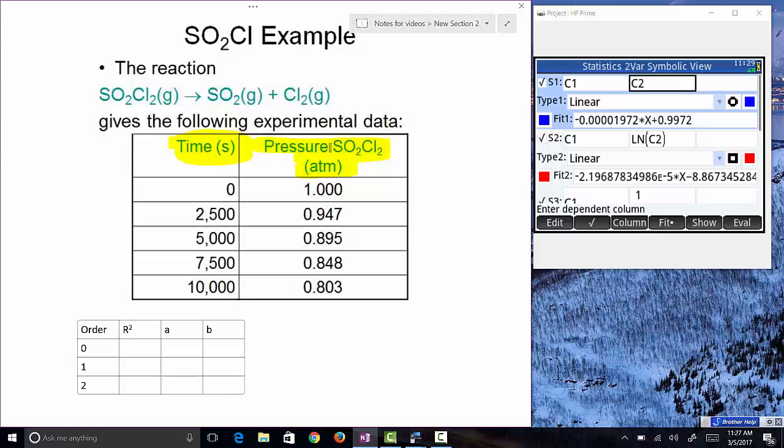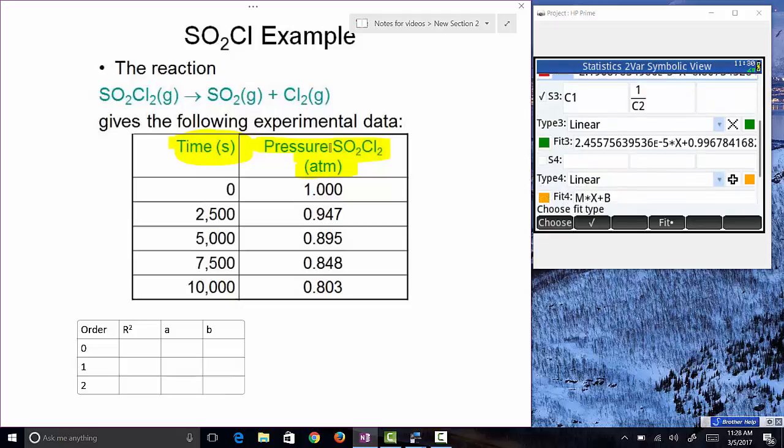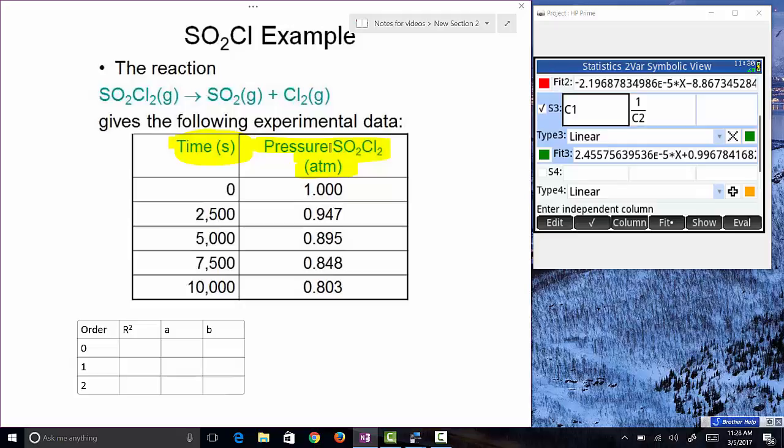Then I'm going to go down to the next plot, and again I'm going to have time as my independent, and then natural log of C2 as my dependent, and again linear. So my S1 line is going to be checking for zero order. My S2 line is the one I'm plotting to check for first order. Then going down to S3, I plot again C1, time, as my independent, and then I'm going to do the reciprocal, so 1 over C2 goes in, and that's going to check for my second order.